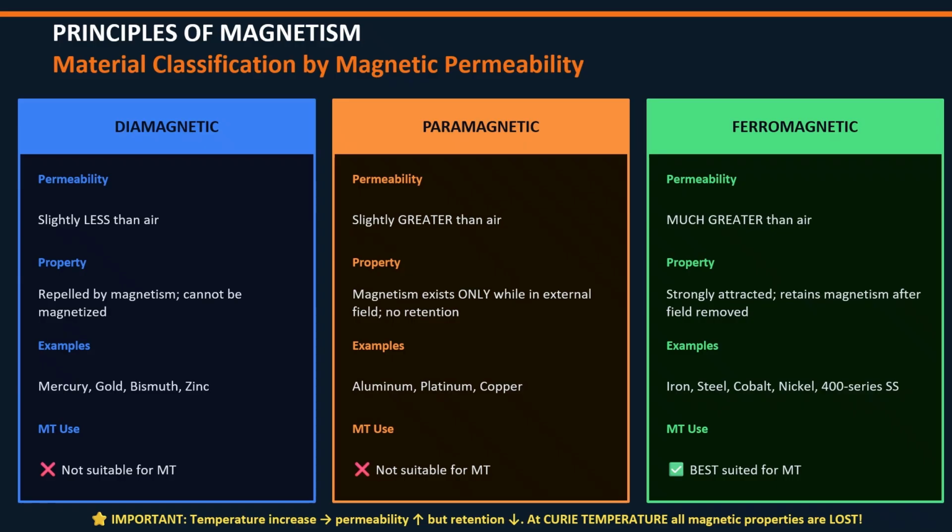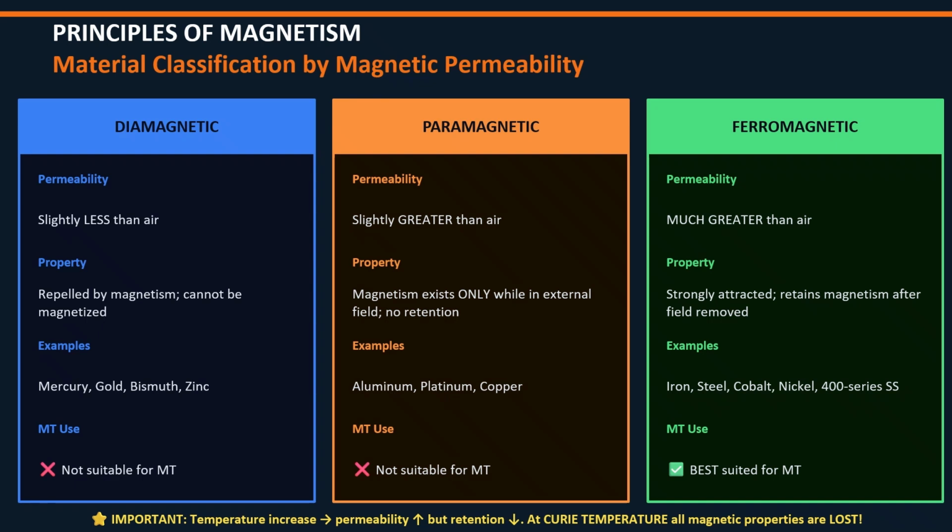Ferromagnetic materials behave very differently. Their permeability can be much higher, they are strongly attracted to magnetic fields, and they can retain residual magnetism. This combination makes them suitable for establishing the magnetic circuit required for MT. The presentation also points out the effect of temperature. As temperature changes, magnetic properties change. At the Curie temperature, the ferromagnetic behavior is lost. In practical inspection work, that means temperature should not be ignored when a component is being examined hot or when a procedure specifies a maximum examination temperature.